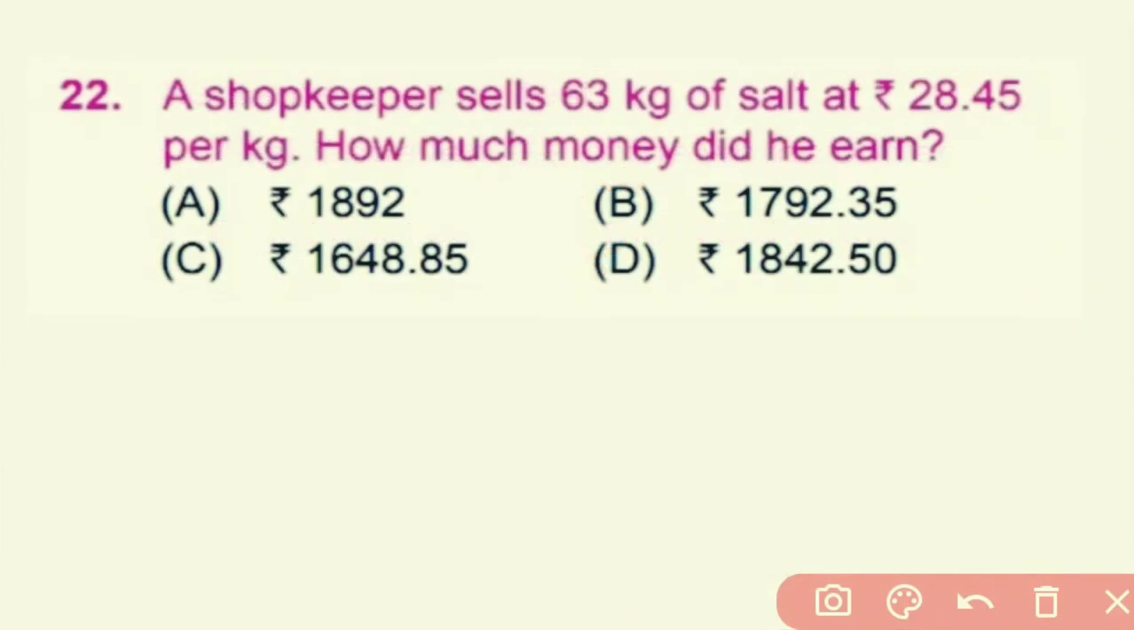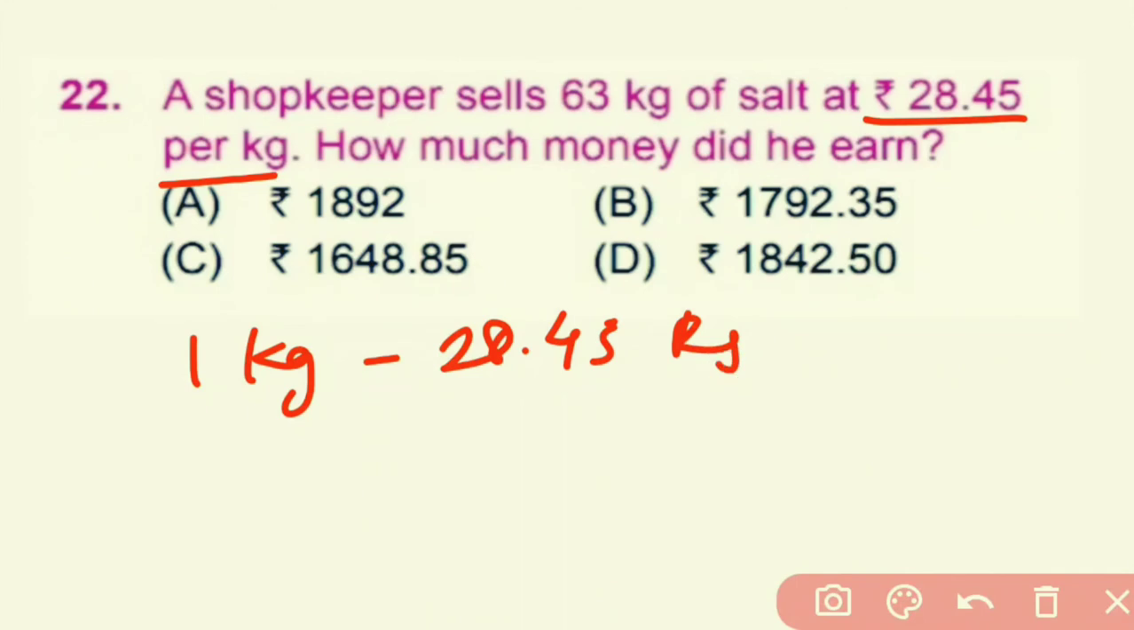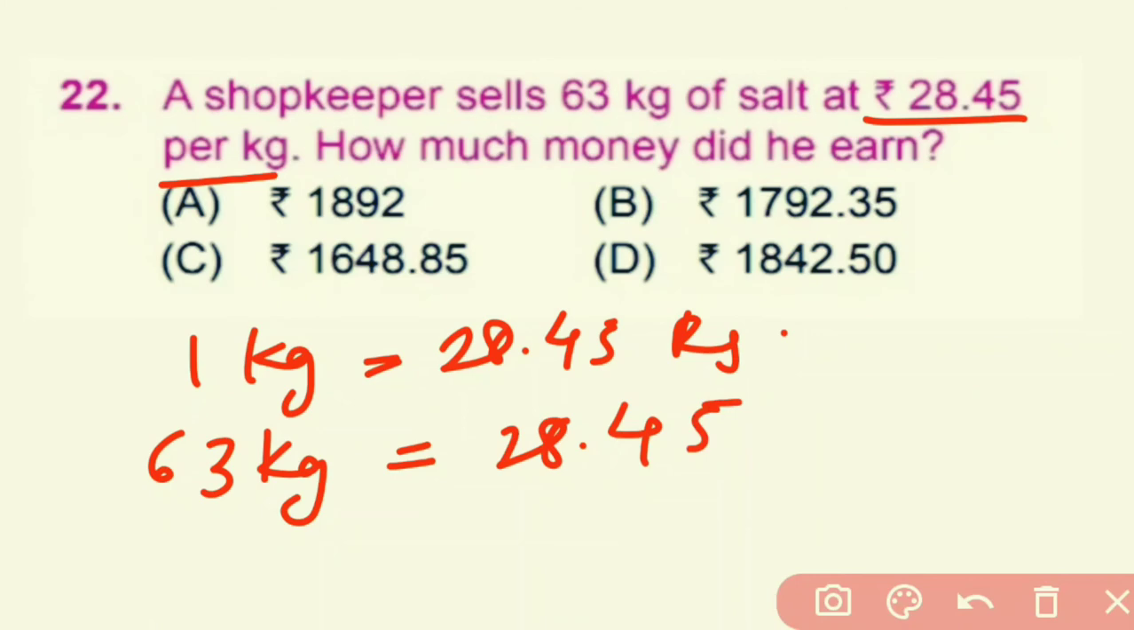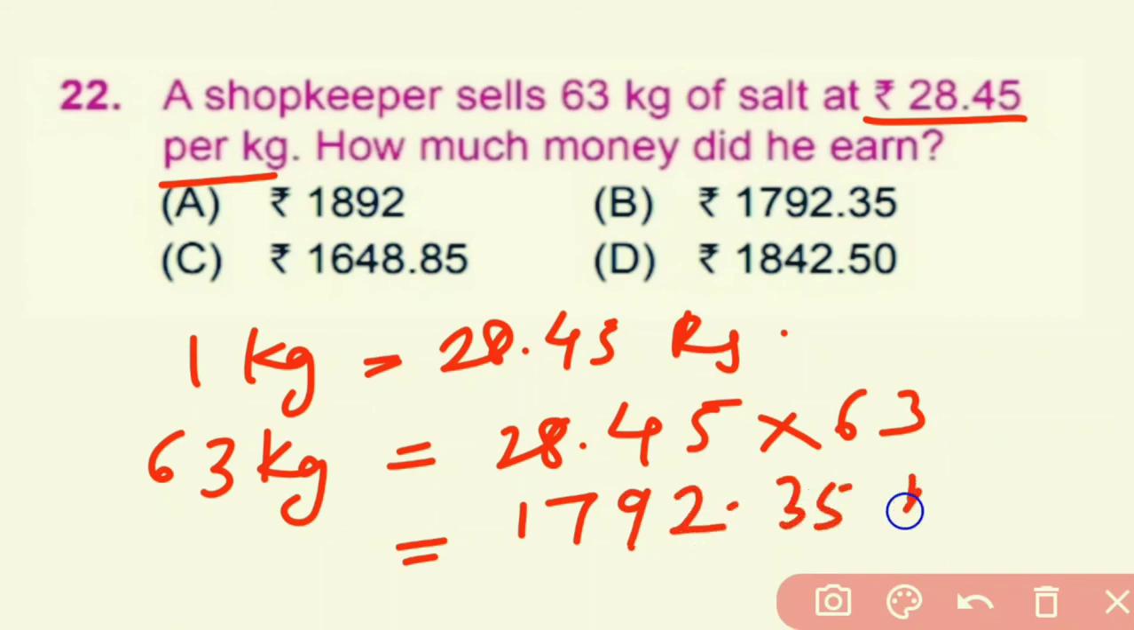Question number 22. A shopkeeper sells 63 kg of salt at rupees 28.45 per kg. How much money did he earn? So 1 kg of salt is for 28.45 rupees. Then for 63 kg of salt is equal to 28.45 into 63, which gives 1792.35 rupees. So he earned 1792.35. B is correct answer.